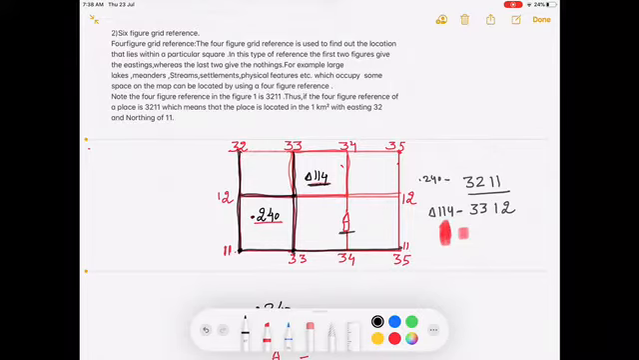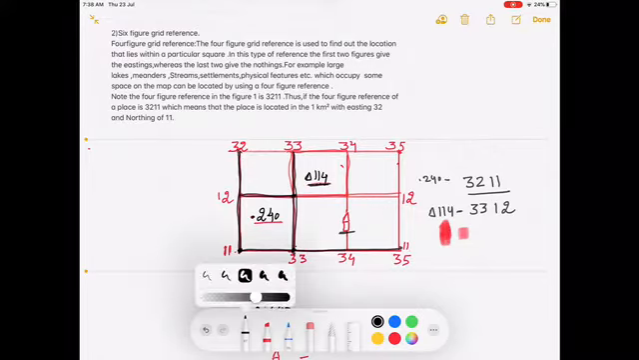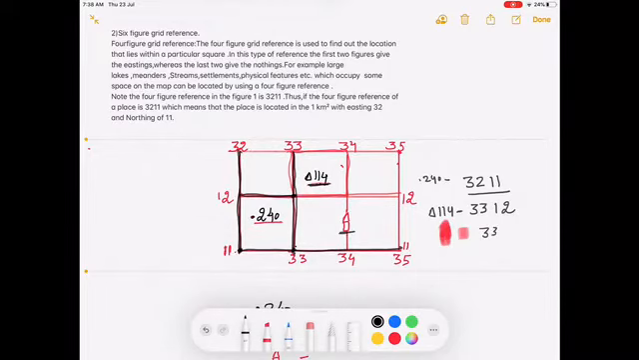This is the temple and its southwest corner is here. So children, what will be its easting? The easting will be 33 and the northing will be 11, right? So this is the way that you can write.